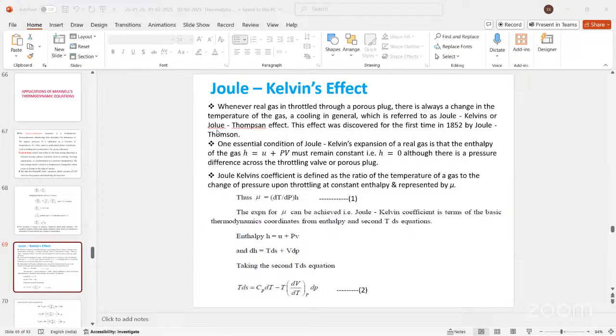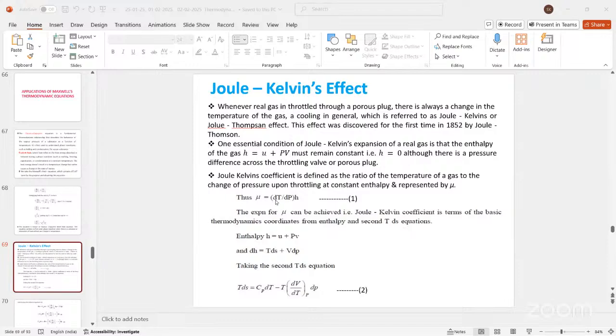We got a Nobel Prize for this Thomson effect, and this effect was discovered for the first time in 1852 by Joule Thomson. One essential condition of Joule Kelvin expansion of a real gas is that the enthalpy of the gas, H equal to U plus PV, must remain constant, that is dH is equal to 0.